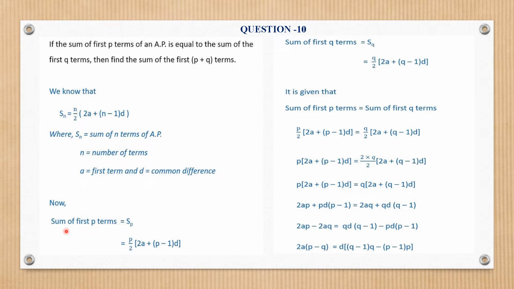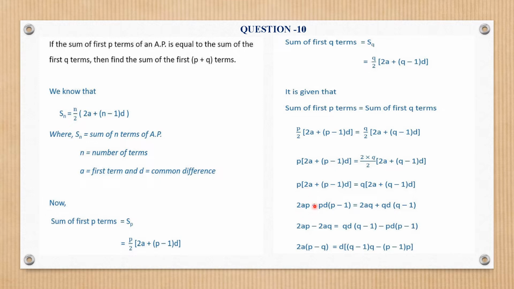Now the sum of the first p terms will be denoted by Sp, and it is given by replacing n with p: p by 2 times (2a plus (p minus 1)d). Similarly for Sq, we get q by 2 times (2a plus (q minus 1)d). Now the sum of the first p terms is equal to the sum of the first q terms. So equating both of them, what can be cancelled is just this 2. So it becomes p times this complete term equal to q times this complete term, and 2 can be cancelled.